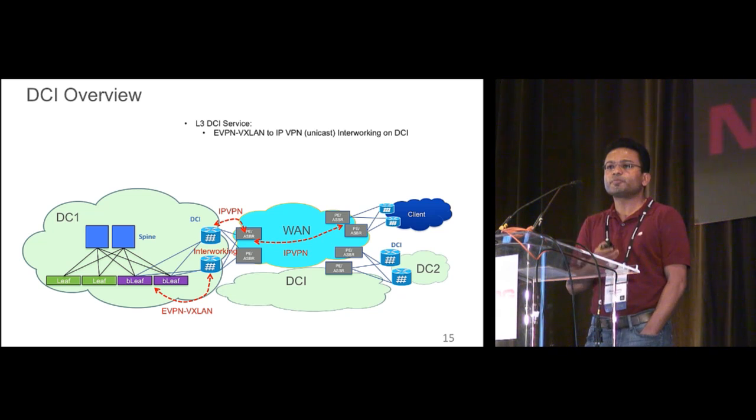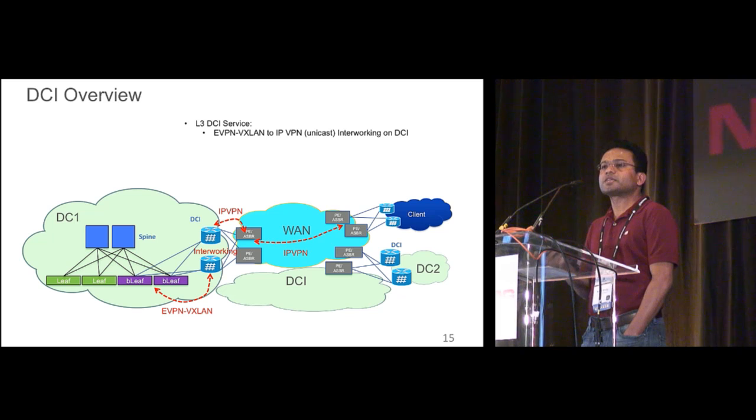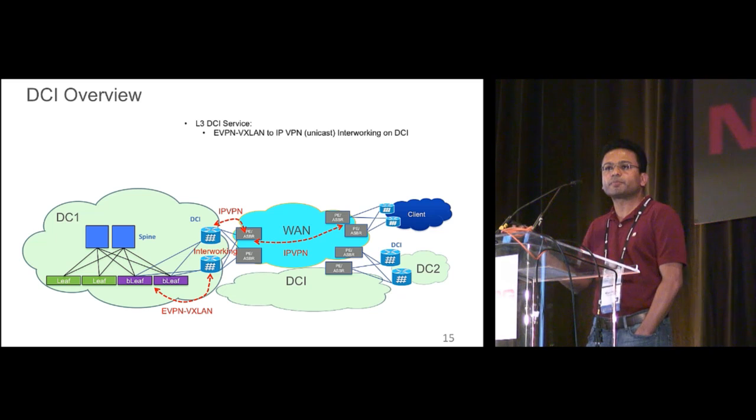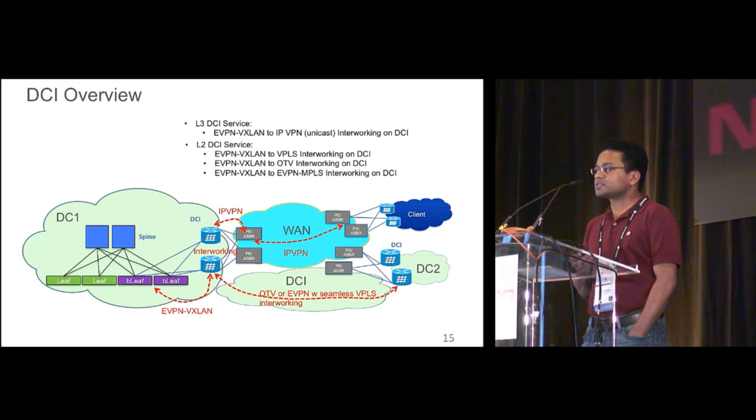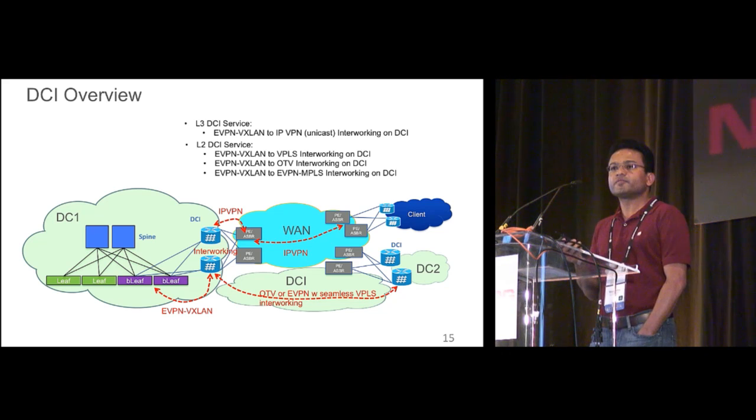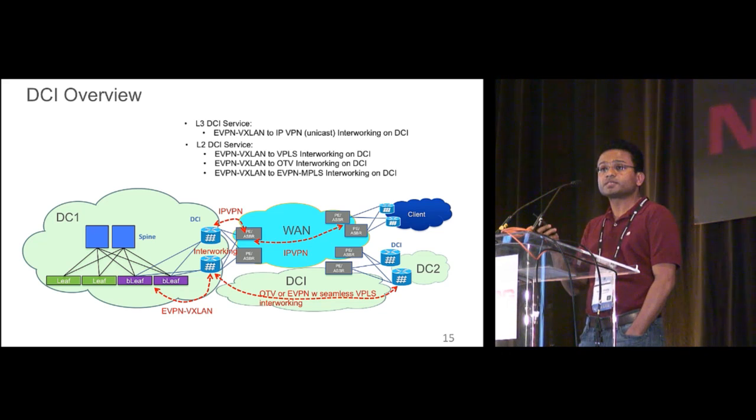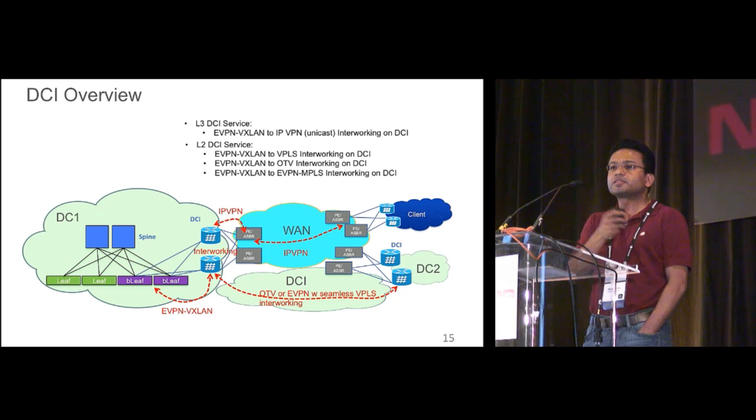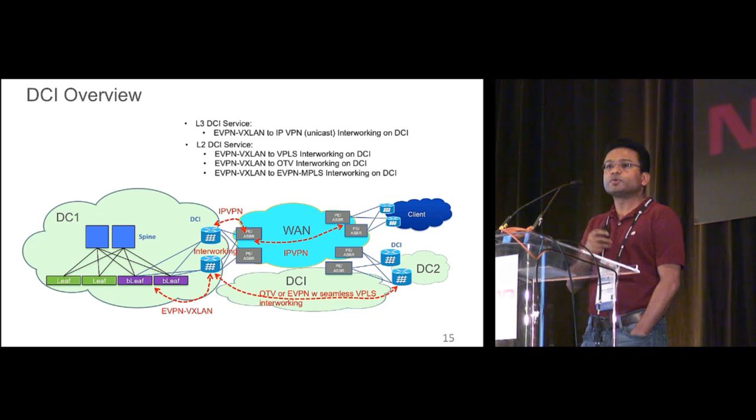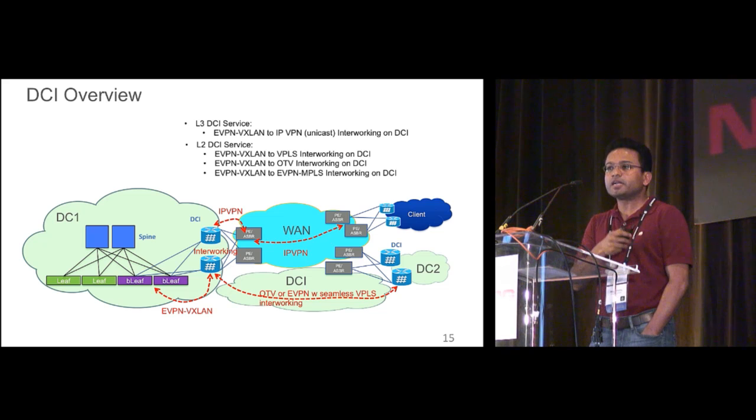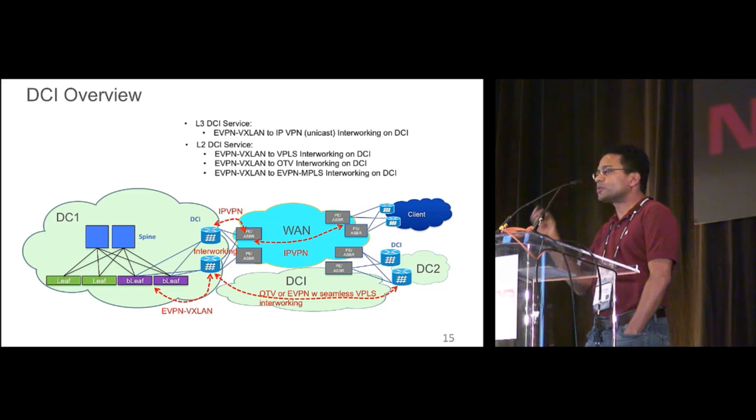So it uses EVPN VXLAN in the data center, and towards the WAN, it's MPLS L3 VPN. Then it may go further down to another data center interconnect, which will swap it back into EVPN VXLAN. The second piece of services is L2 DCI. The first one, L3 DCI, is used to extend the L3 connectivity from one data center to another data center. The second one is L2 DCI, where you're trying to extend the L2 connectivity from one data center to the remote data center.